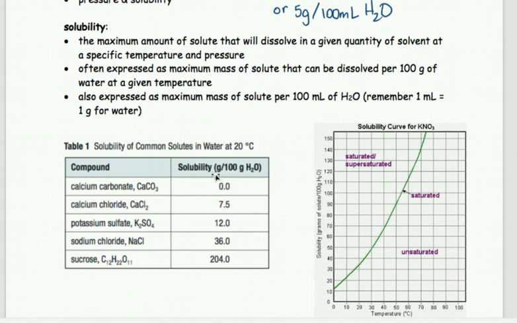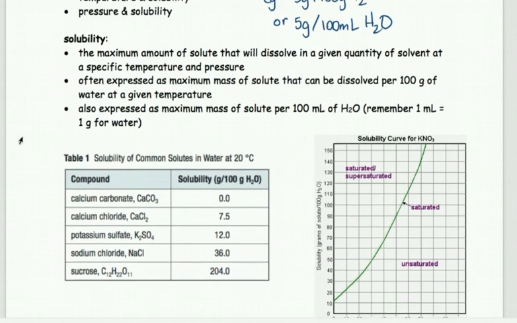Remember, it's what mass you can dump into, say, 100 grams of water. So if you had 100 mils of water or 100 grams of water, this is how much mass you can dump in, and it'll mix. This is the max that can mix. So if you're seeing here the sugar sucrose, you can dump in 204 grams into this amount of water. Where if you see calcium carbonate here, you try to dump it in that much water, it's not going to dissolve. Calcium chloride's a little better, but still sucrose can really dissolve really well.